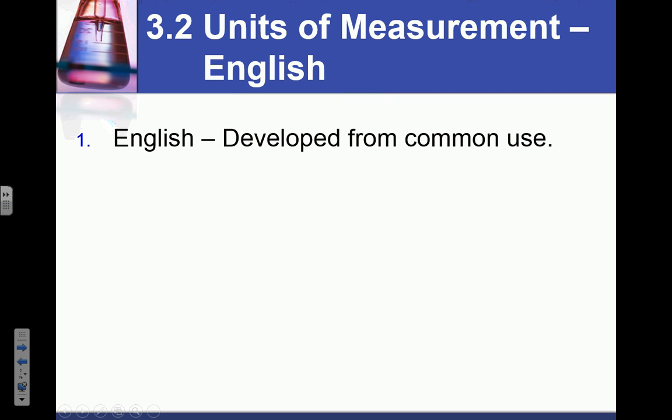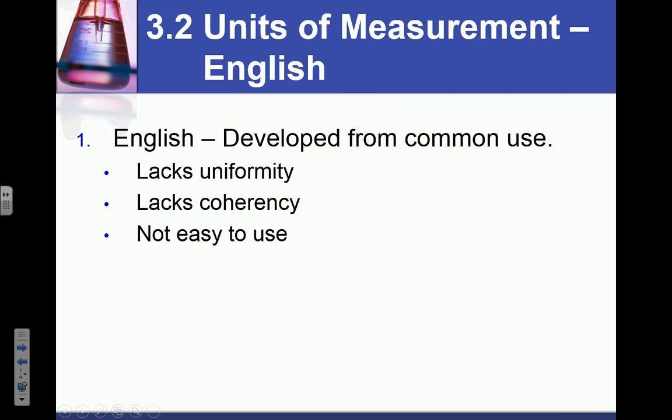Now, the first type of measurement system we're going to talk about here is the English system of units, which was really developed from common use, which is good because people had a need to measure something, so they came up with a way to measure it. Other people ended up copying them, and pretty soon we had an entire system of units derived around the fact that people needed to measure things. The problem with the English system of units, because it really wasn't designed, it was just created out of use, is that it lacks uniformity, it lacks coherency, and it's really not all that easy to use when you're converting from one type of unit to another.